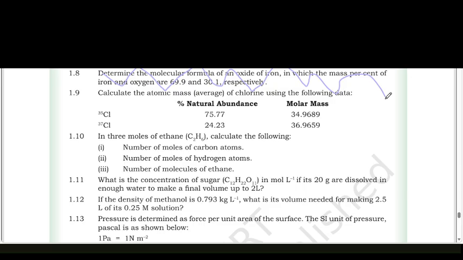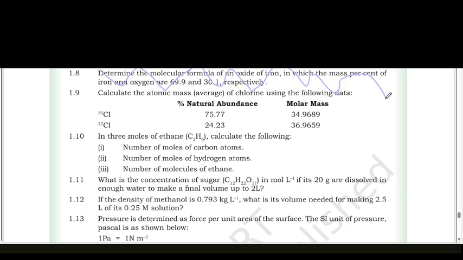Now in 3 moles of ethane calculate the following. Number of moles of carbon: 2 per mole. Number of moles of hydrogen: 6 per mole. But in 3 moles of ethane we have to find, so just 6 moles of carbon. Hydrogen will be 18. Number of molecules of ethane: calculate the molar mass, multiply by Avogadro number and then multiply by 3.